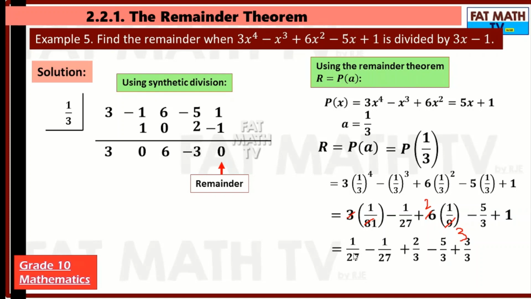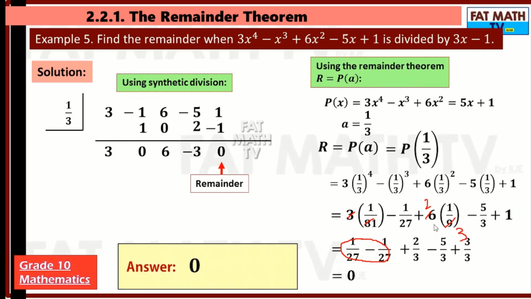So 1/27 minus 1/27, this is going to be 0. This is 0. And then 2/3 minus 5/3 is -3/3. -3/3 plus 3/3 is 0 over 3, or that is 0. So in this case, I think synthetic division is easier to use to find the remainder. But if you want to use the remainder theorem, this is the process. So this includes fractions.